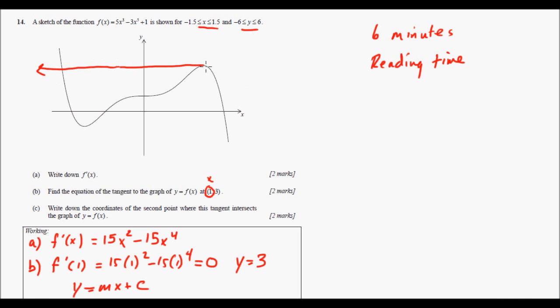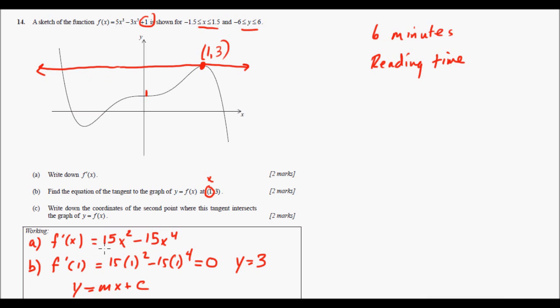Okay, so we just found this point right here. This would be (1, 3) right here. Now, the reason I know this is, the y-intercept here is going to be 1. So this is 1 right here. So what we need to do is, for part C, it says write down the coordinates of the second point. So we need to find this here. Now, there's a couple different ways to do this.